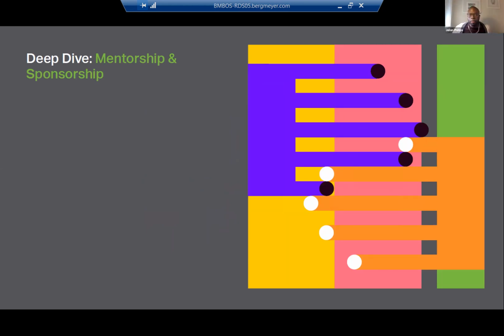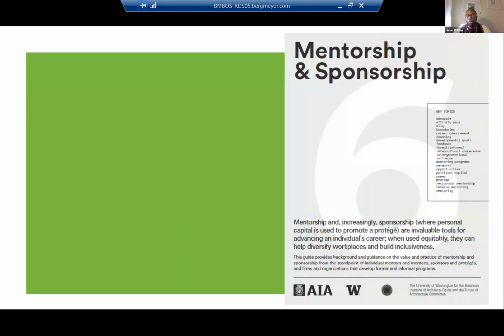So today we're going to talk about mentorship and sponsorship, and we're going to go a little bit more in depth than the EDI best practices guide goes into. It's a really good document that was adapted from the AIA guide. We can go to the next slide, actually.